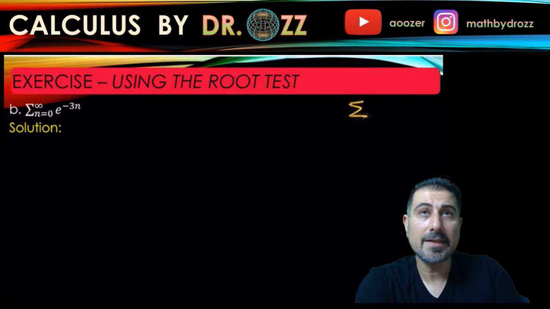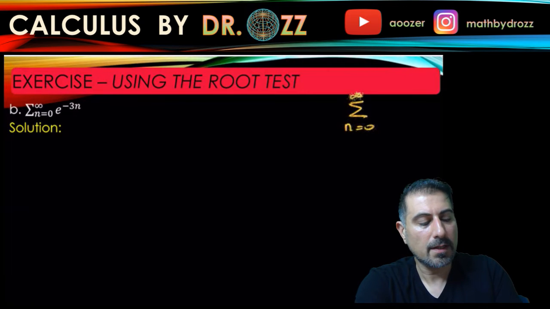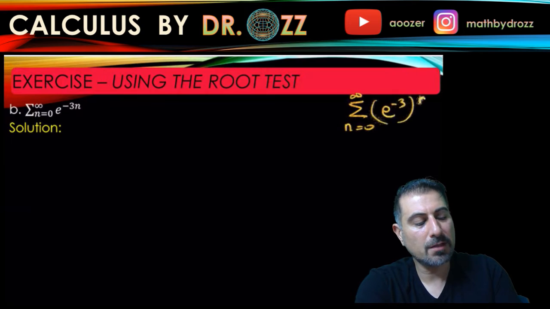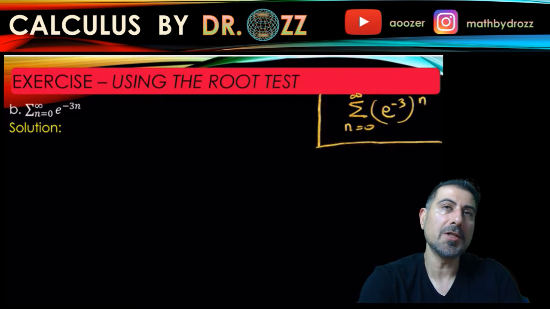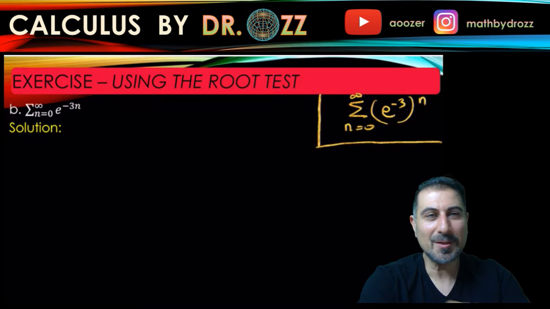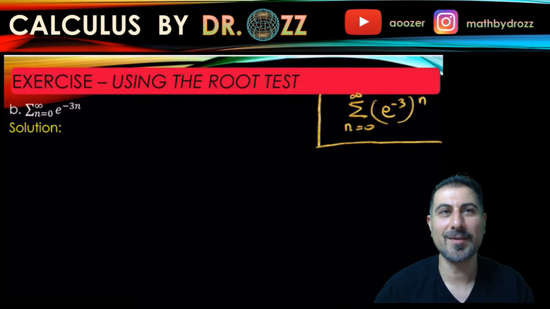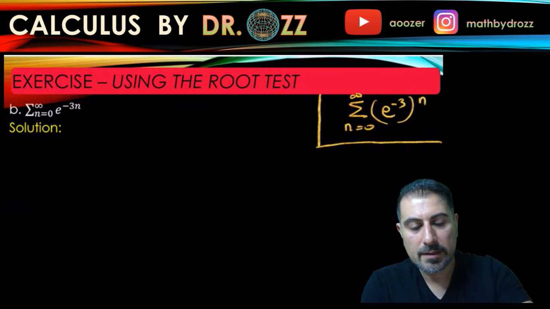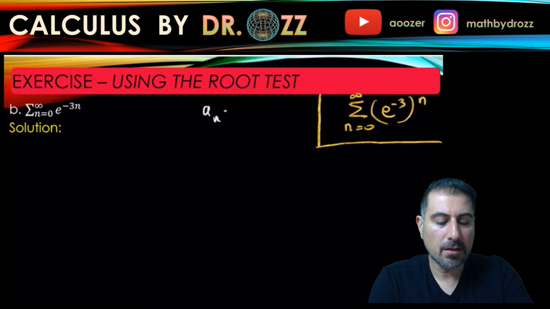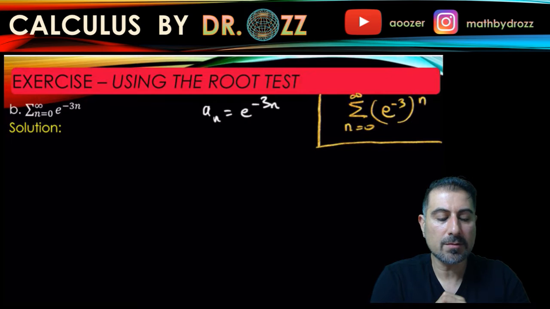I can rewrite that as e to the minus 3 to the power of n, and that makes it a geometric series with ratio e to the minus 3. So you can use the geometric series test to conclude about the convergence, but why don't we apply the root test? All right, so a_n in this regard is e to the minus 3n.